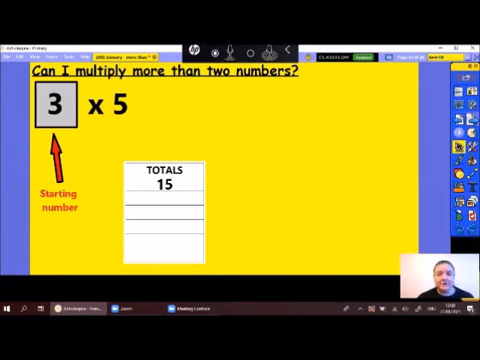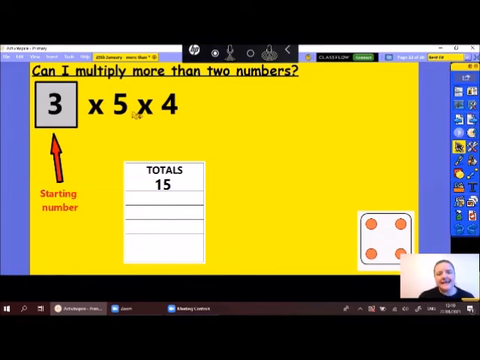Now what you need to do is roll the dice again. So I've rolled it this time, I've got a 4. So in my calculation, I had 3 times 5. I'm now going to write times 4 at the end. And I need to work out what that is.